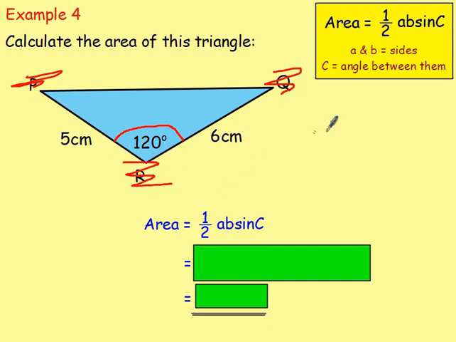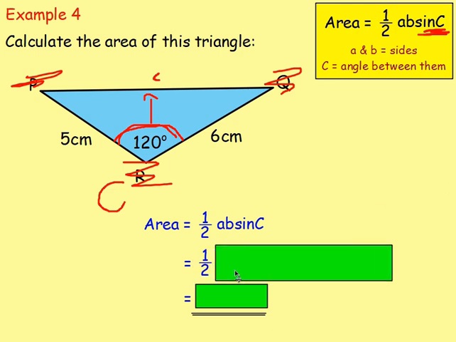What you know by now is the area is a half AB sine C. C is the only angle in that formula. If you look at this triangle, the 120 is the only angle, meaning that angle there would be C. Across from that would be small c. And then A and B are going to be the other two sides. Again, it doesn't matter which is which.